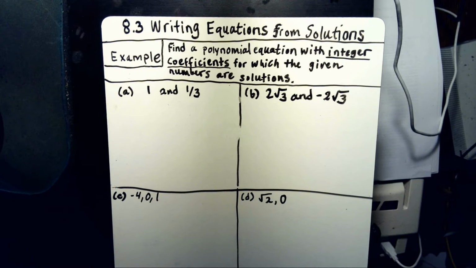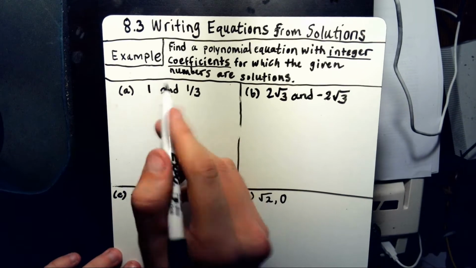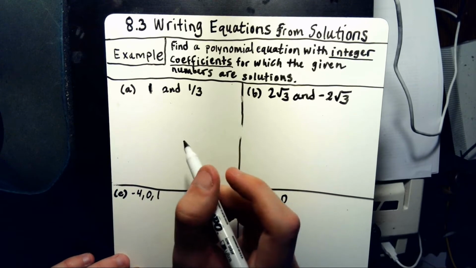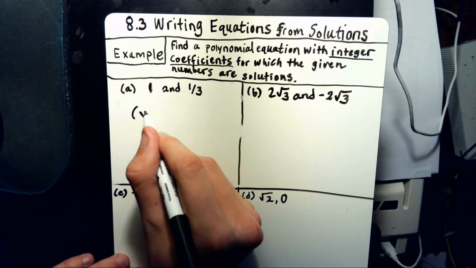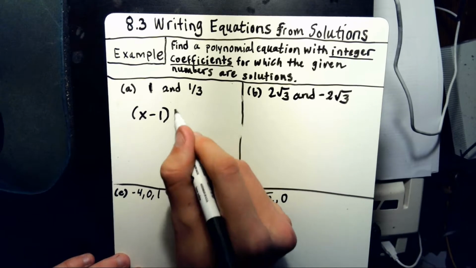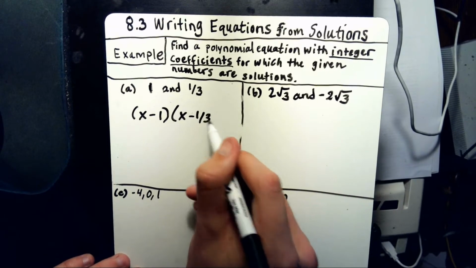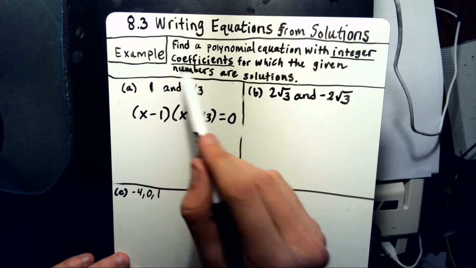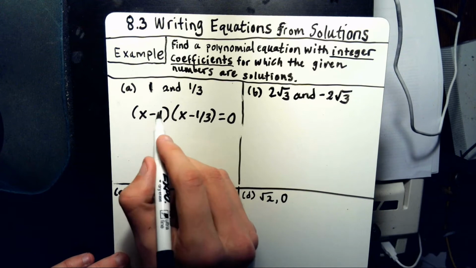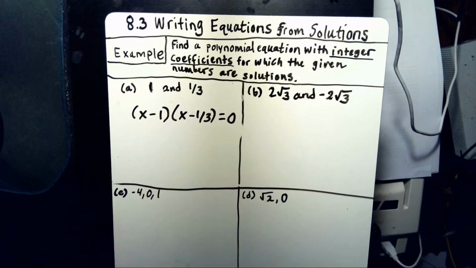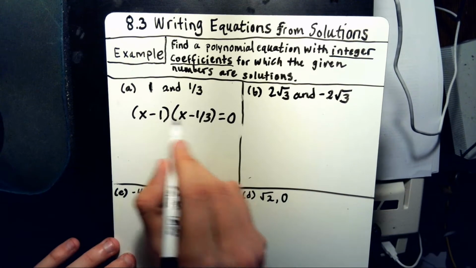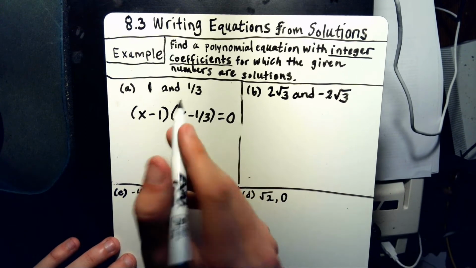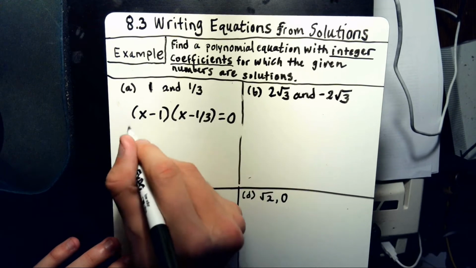We want to find a polynomial equation with integer coefficients with 1 and 1/3 as solutions. Well, a prototypical kind of answer to this could be this. We just take x minus 1 and we take x minus 1/3 and we let that equal 0. But the problem is that this doesn't have integer coefficients. When we multiply this out, we will get some fractional coefficients. So the way that we get around this is we multiply by what's necessary to clear out fractions. So we can multiply both sides of the equation by 3.